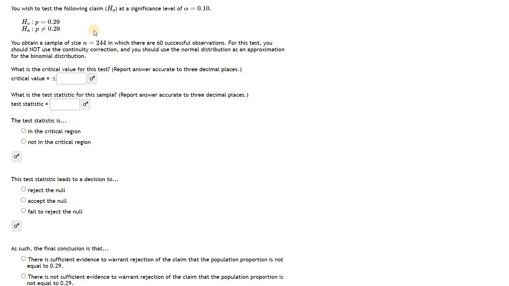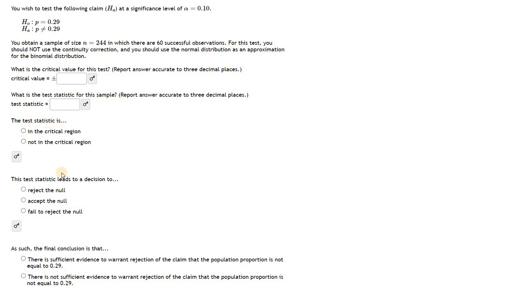You wish to test the following claim at a significance level alpha of 0.10, or 10%. The null hypothesis states that the proportion is 29%, and the alternative hypothesis states that the proportion is different from 29%. You obtain a sample size of 244 in which there are 60 successful observations. For this test, you should not use the continuity correction, and you should use the normal distribution as an approximation for the binomial distribution. What is the critical value and what is the test statistic?